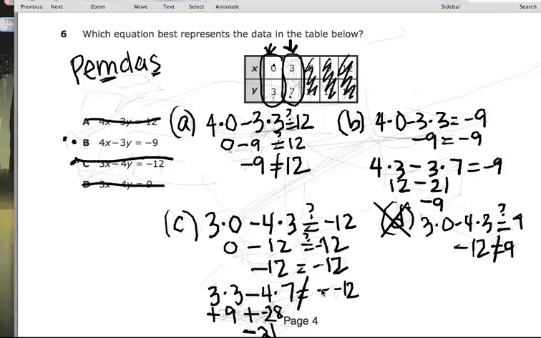Let me do this one. Sorry, I don't need to have this there. So my answer choice for number 6 is going to be B.